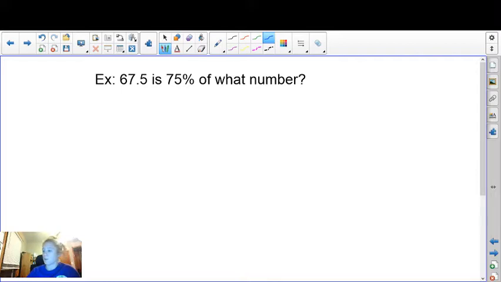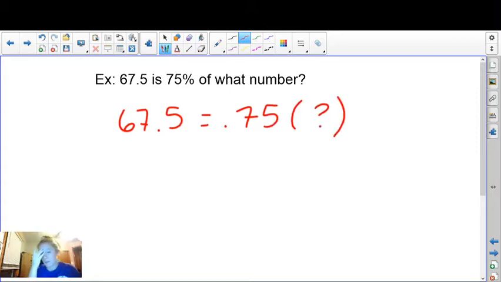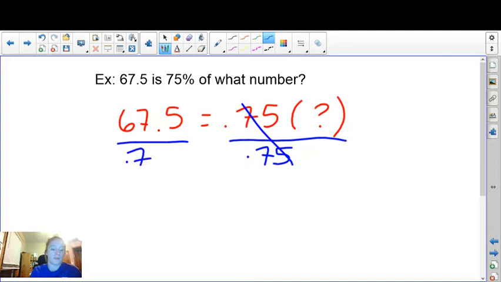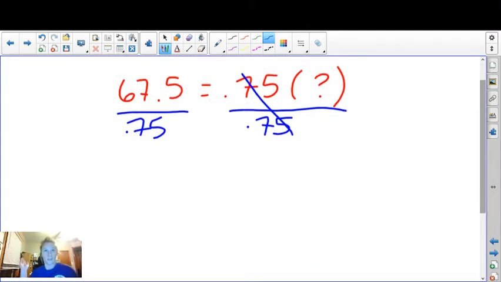All right, same general idea, but slightly different order. So 67.5 is 75% of what number? So this time my unknown is being multiplied by my percentage. So to undo that multiplication, I divide. And dividing will cause it to turn into 1, and 1 times anything is just itself, so it doesn't matter. So with my handy dandy calculator, I'm going to take 67.5 divided by 0.75, and we should get the number 90. That would be that in red.